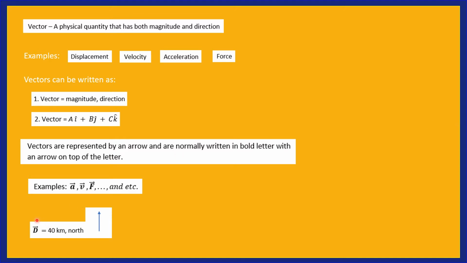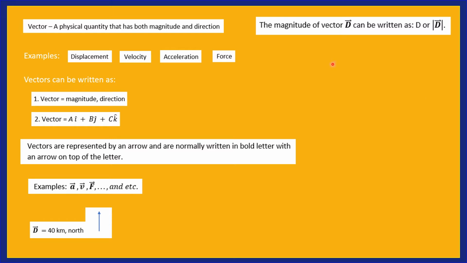Since d is a vector, it has a magnitude. Its magnitude is d without an arrow on top, or d with an absolute value symbol. In our example, d is equal to 40 kilometers. Or you can write d in this manner to be equal to also 40 kilometers. That is how we write the magnitude of a vector like d.